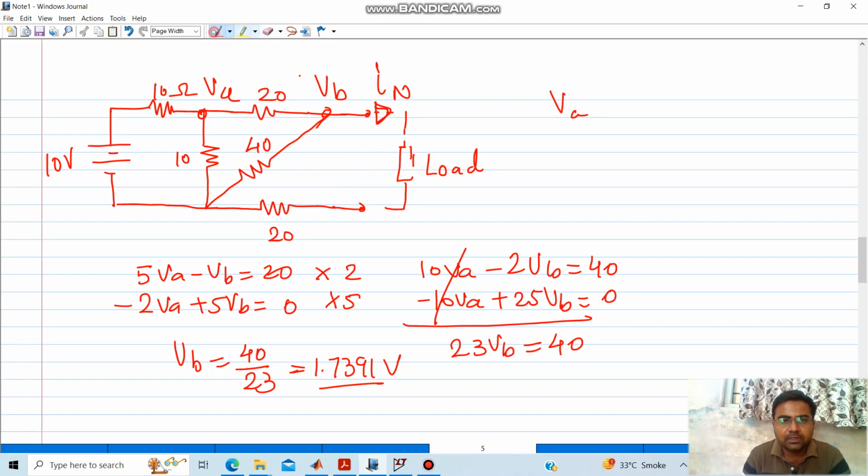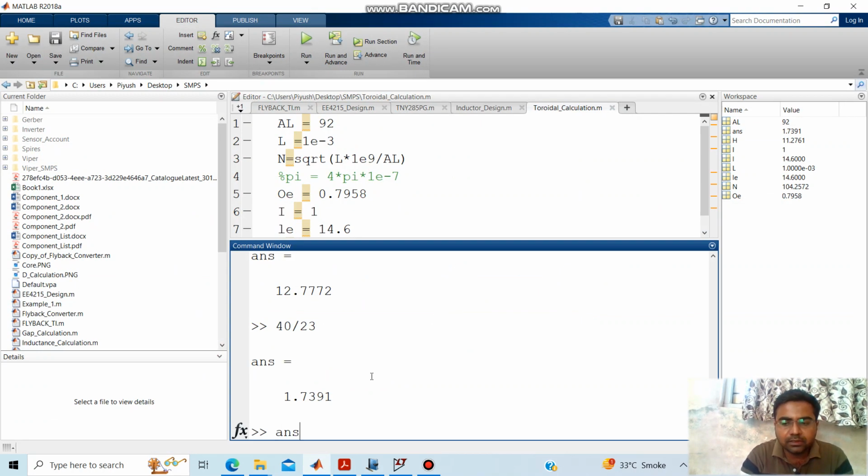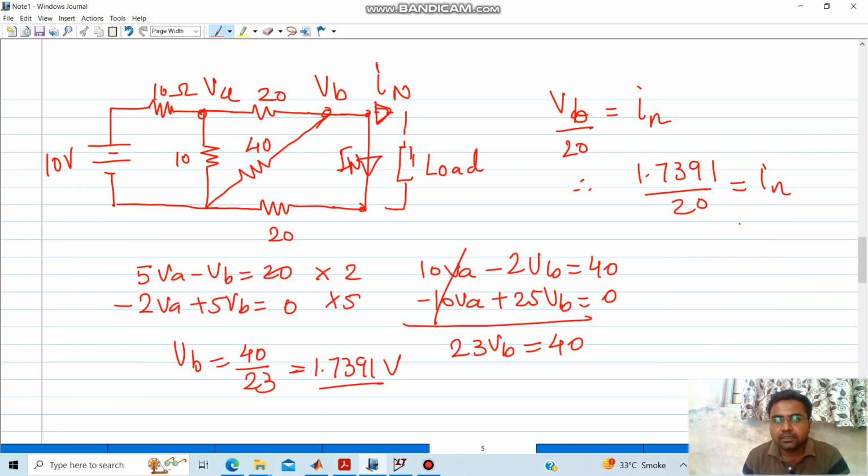And if you remember, this current, if we name it IN, that would be VB upon 20. So VB over 20 is IN. So VB is 1.7391 divided by 20. So IN would be 0.0870 ampere. So we can consider it like 87 milliampere, right?